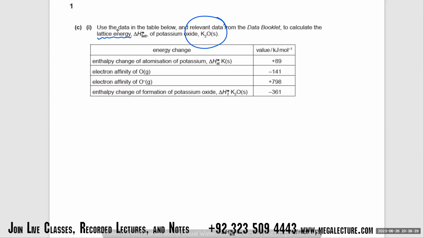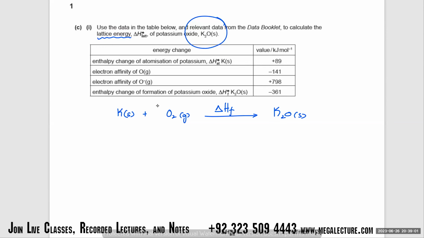Now I can draw the simplified version, which is you start off with enthalpy of formation. Enthalpy of formation is what? The element potassium, solid. The other element is oxygen, which is gas. And together they're going to form K2O, an ionic solid. So this one is delta HF, enthalpy of formation. For enthalpy of formation, the product has to be 1 mole.